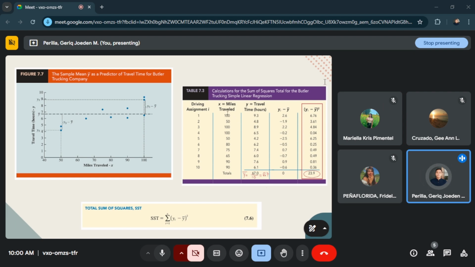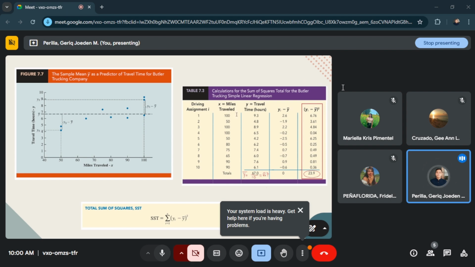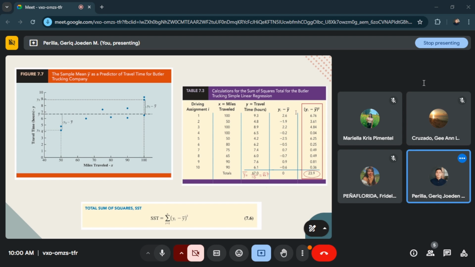So, ang diagram na makikita natin ay nagpapakita ng pagkakaiba ng bawat data mula sa average, providing a visual representation of total variability. So, sa isang scatter plot, the vertical lines connecting each observed value to the mean represent the deviations. A higher value of SST indicates greater variability in the observed values, which may suggest a more complex relationship between the dependent and independent variables.